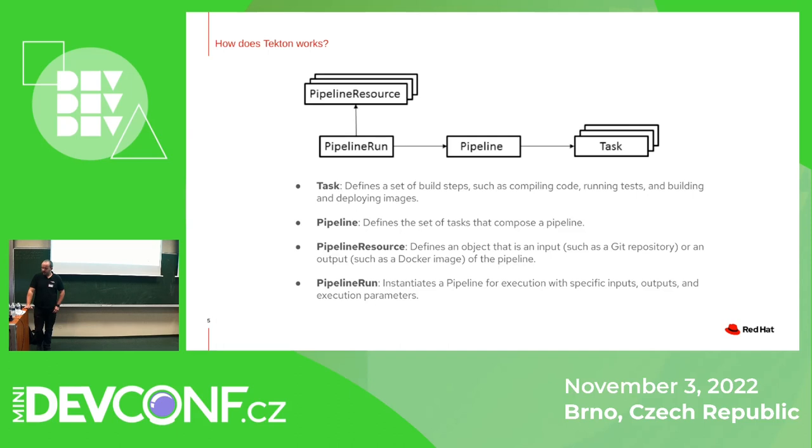Then we have pipeline resources. It defines an object that is an input for the pipeline, for example, a container or a Git repository, and it defines outputs, for example, again, some container or some change in a Git or something. And then we have a pipeline run. Pipeline run starts the pipeline. So when you have some definition of a pipeline, you will create a pipeline run object, which will then start the pipeline, and Tekton will take care of it.